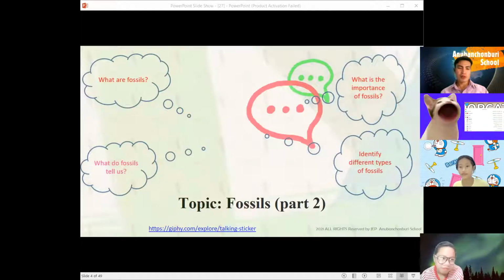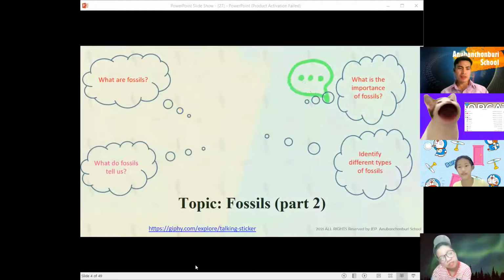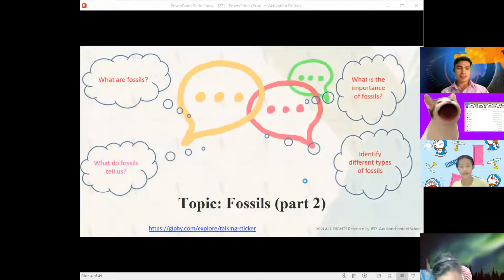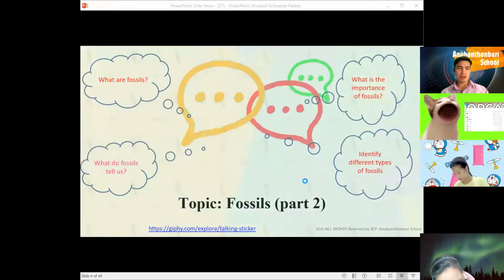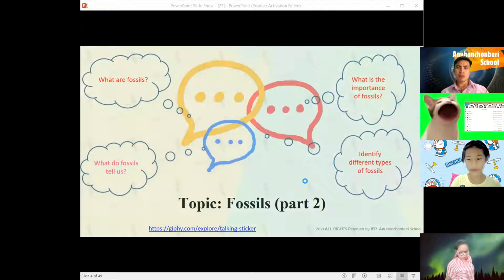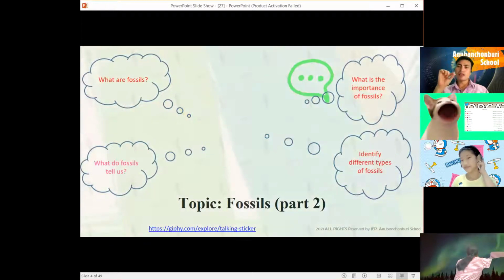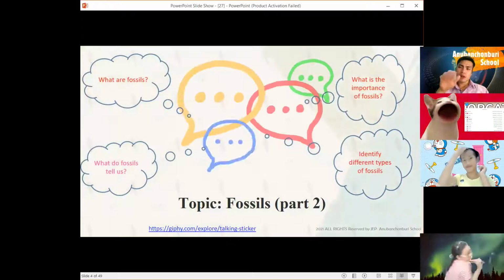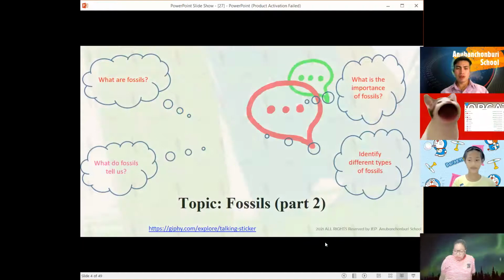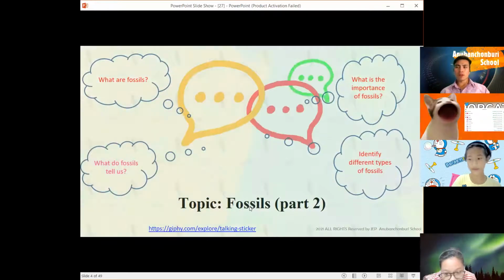Oh, you forgot already the fossils that we studied last time. Oh, the last one is the carbon films, right? Carbon films. That's when there is a very thin carbon film that will cover the rock from the remains of an animal or plant. So those are the five types of fossils.